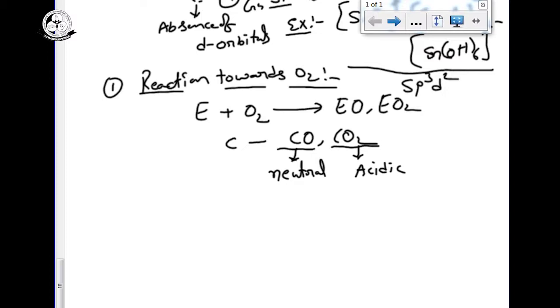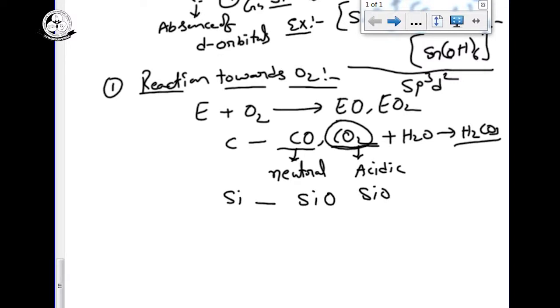So how can you explain whether it is acidic, neutral or basic? On further reaction with water, an acidic oxide produces an acid. For example, carbon dioxide reacts with water to give carbonic acid, H2CO3. So we can say the nature of carbon dioxide is acidic. Silicon can also form two types of oxides, silicon monoxide and silicon dioxide.